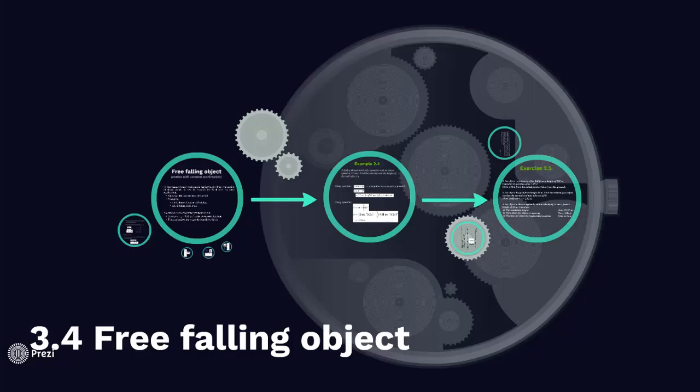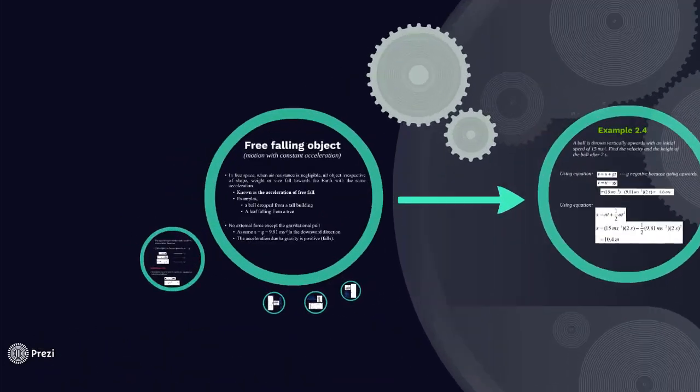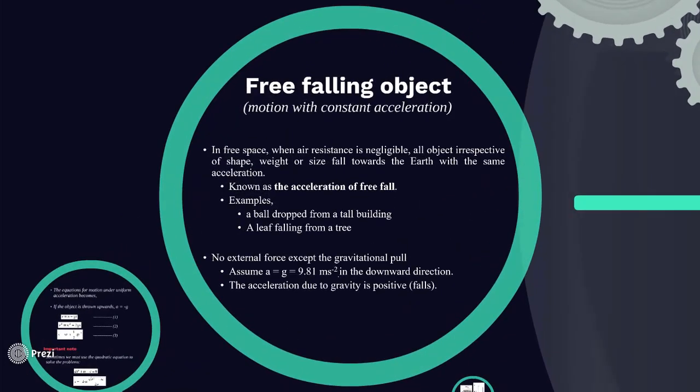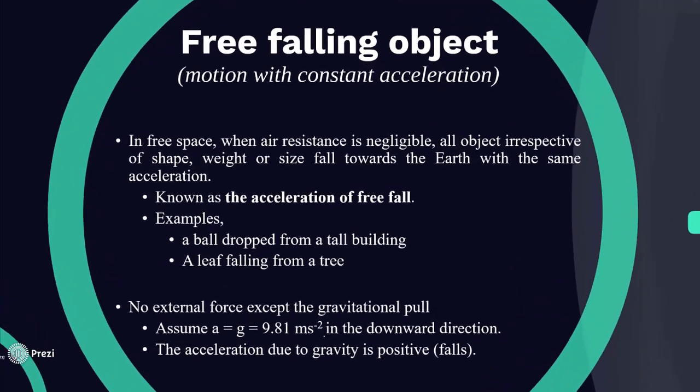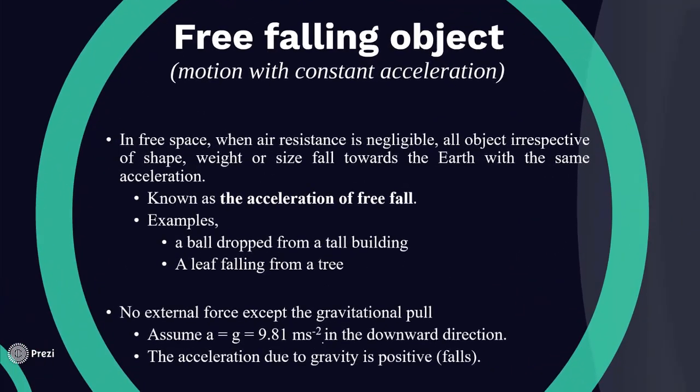3.4 Free-falling object. Free-falling object, motion with constant acceleration. In free space, when air resistance is negligible, all objects irrespective of shape, weight, or size fall towards the Earth with the same acceleration. It is known as the acceleration of free fall.